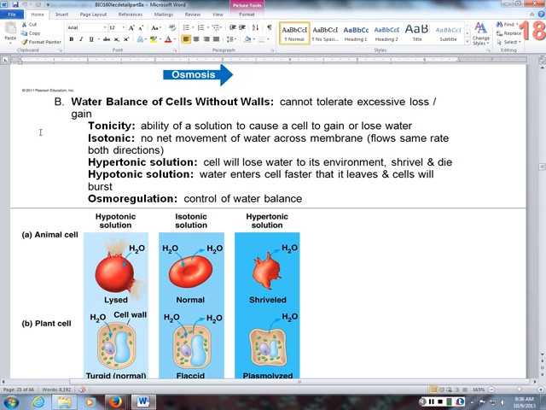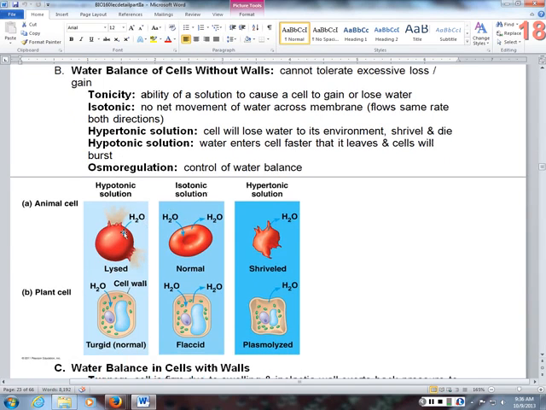So I always forget to water plants. What kind of situation do I put my plants in? Yes, my house is a giant hypertonic environment for houseplants. They will die. So osmoregulation is just going to be the control of water balance.